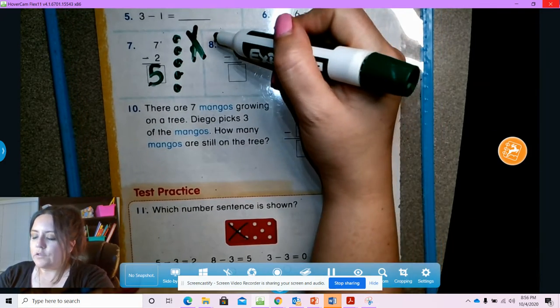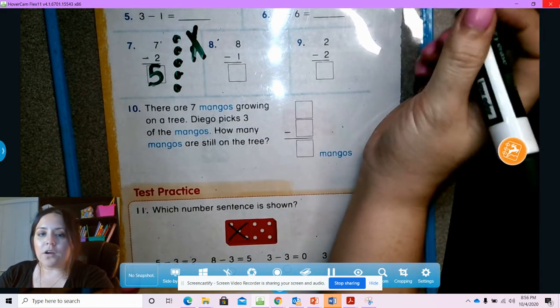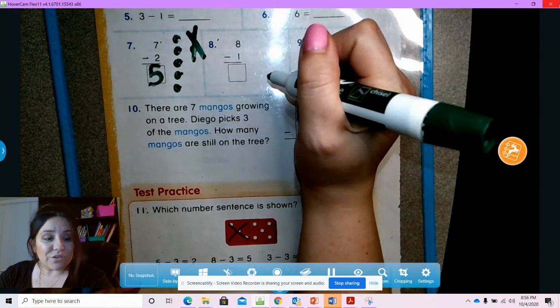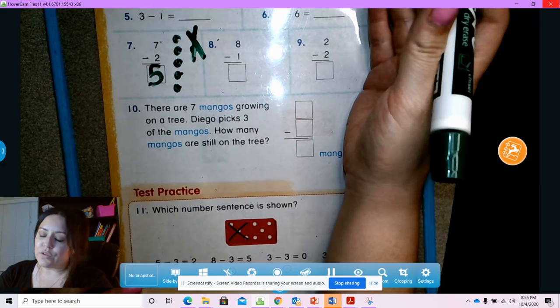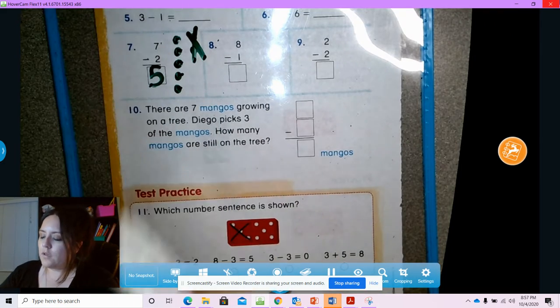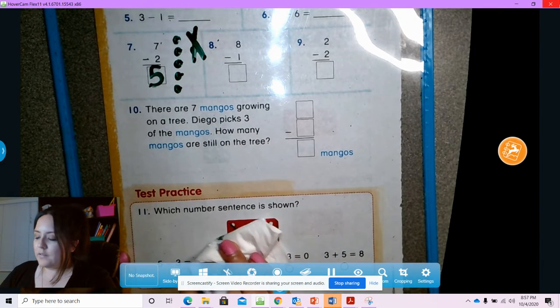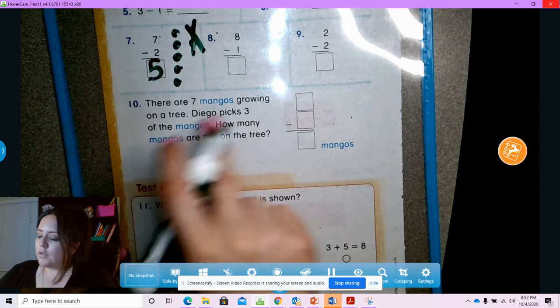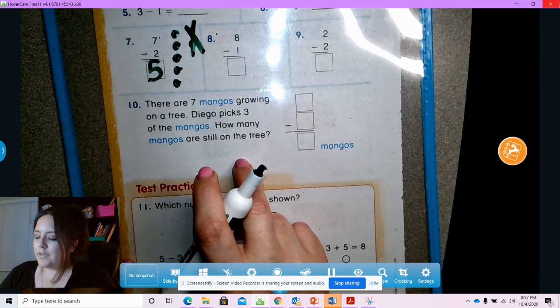Okay, you are going to do 8 and 9 on your own. You can draw pictures, you can use your fingers, you can use cubes if you have them with you. Okay, all of that is acceptable. Now let's do our word problem together.